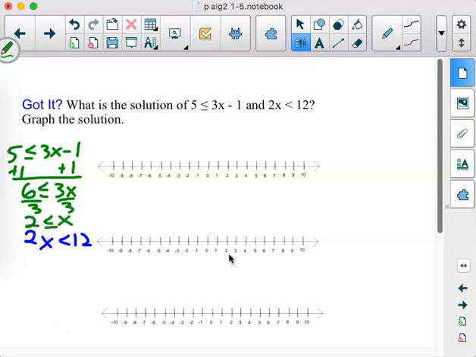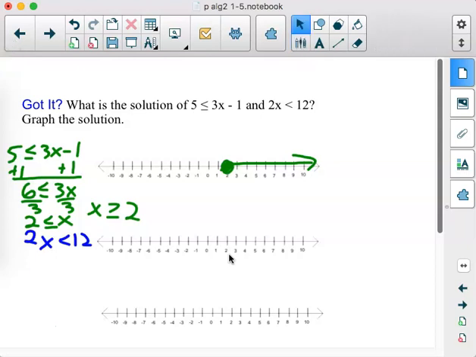But now I want to flip the whole thing because I want to graph it. So it's going to say x is greater than or equal to 2. Open or closed dot? Closed dot at 2. Shade right or left? Right. X is greater than or equal to 2. Remember, we flip it around so we can graph it easier. So there's the green one.